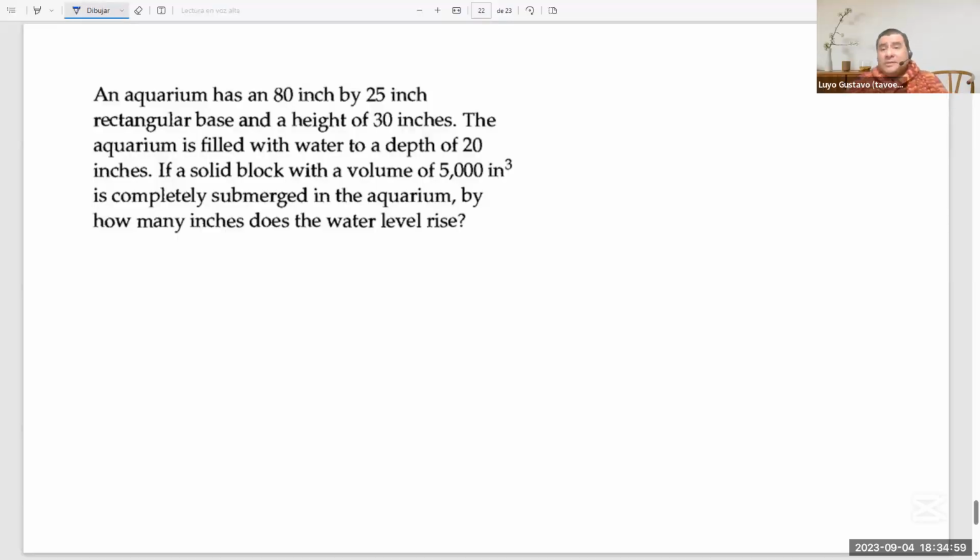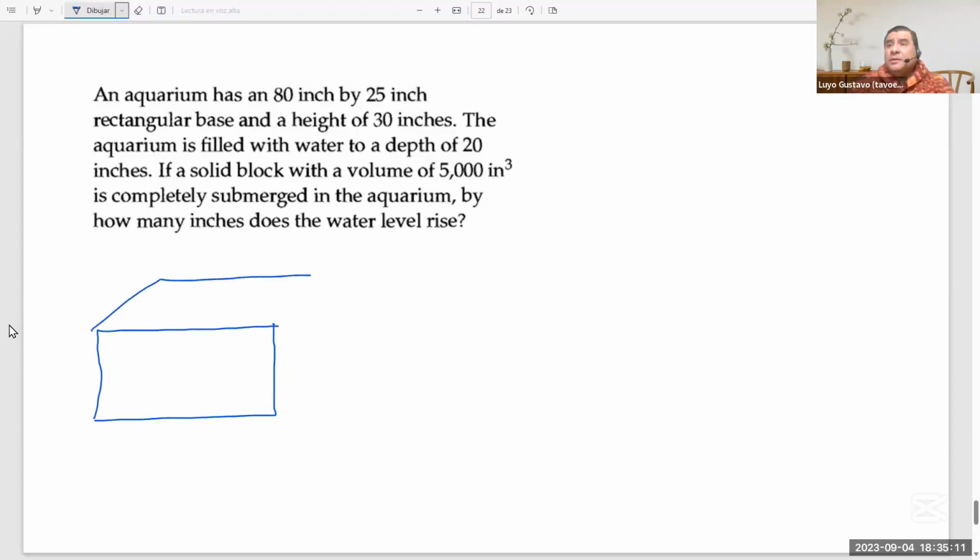Okay, let's first represent graphically what is going on. We have an aquarium, described as a rectangular box with its 3 dimensions, right? Here it has 80 inches, here 25 inches, and the height is 30 inches. But this aquarium actually contains water to a depth of 20 inches.